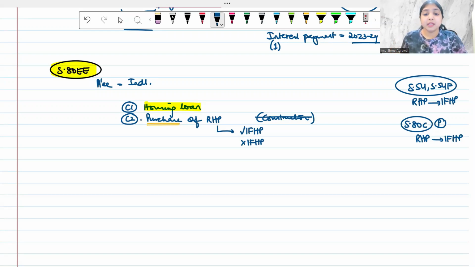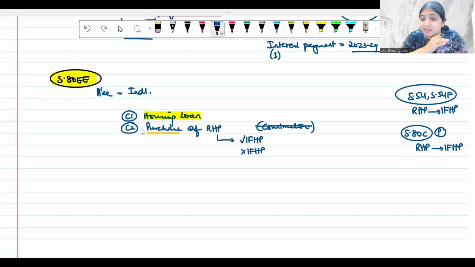Like for example, if the property is not ready yet, you will not have IFHP, because you will have IFHP only if the house is ready for occupation. Only then you will start doing IFHP calculation. So even if the property is not ready for occupation yet, you can still claim 80EE deduction. So 80EE deduction is a very flexible deduction. Whether you are having IFHP or not doesn't matter. If the house is not ready, it will not be assessed under IFHP, it's okay, you can still claim the 80EE deduction.